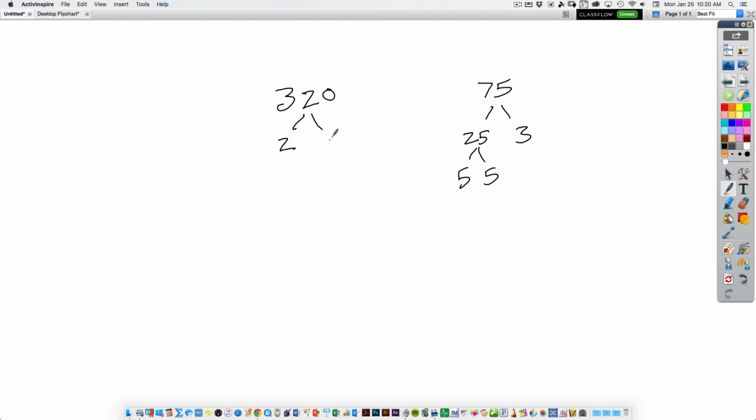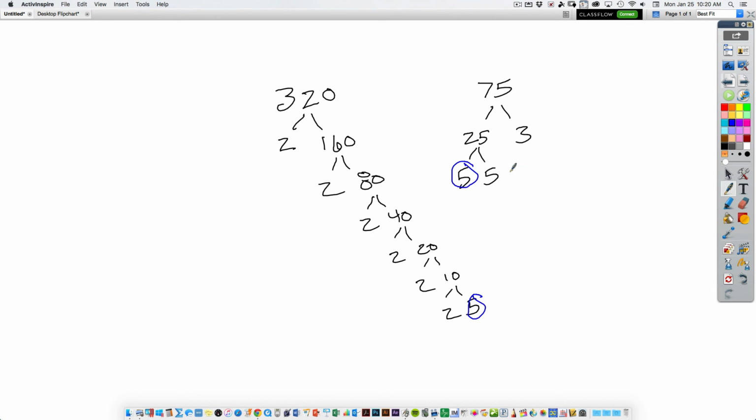But let's break this down just a little bit first. I've got 2 times, what would that be? That would be 160, and that would be 2 times 80, and that would be 2 times 40, that would be 2 times 20, 2 times 10, and 2 times 5. So there's all our factors, and we circle the ones that it has in common. So we have a 5 and a 5. The rest here are 2's, and that's just a 3. So our greatest common factor is 5 between all of those.